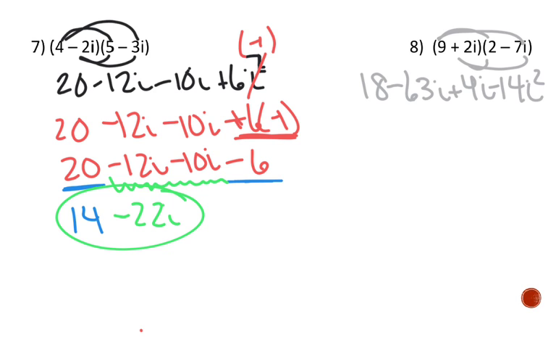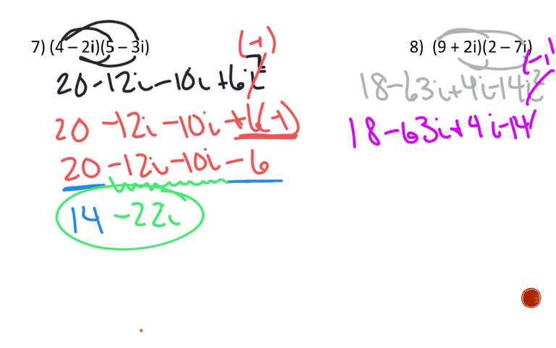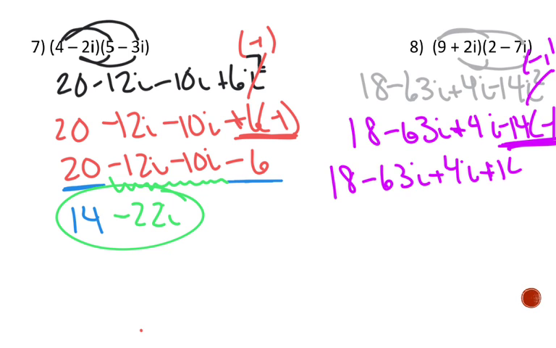So now we're going to simplify where we can. So this i squared, remember, becomes negative 1. So now we're going to have 18 minus 63i plus 4i minus 14 times negative 1. Well, 14 times negative 1 just becomes positive 14. So we'll have 18 minus 63i plus 4i. And then, like I said, a negative 14 times a negative 1, that becomes positive 14.